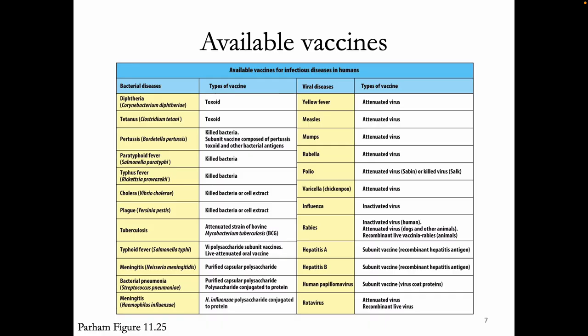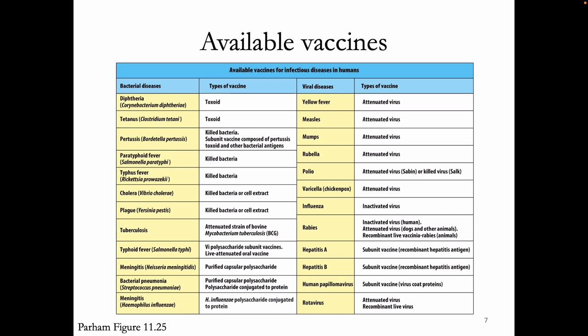There are many vaccines available, some of which are shown here. Some of them are given all the time. Some of them are actually very rare. So I mentioned before, we have a smallpox vaccine. The smallpox vaccine is really only given at this point if you are working in laboratories with certain pox viruses. There are some situations where people in the military get it as well. I will talk a little bit about my smallpox vaccine experience later.